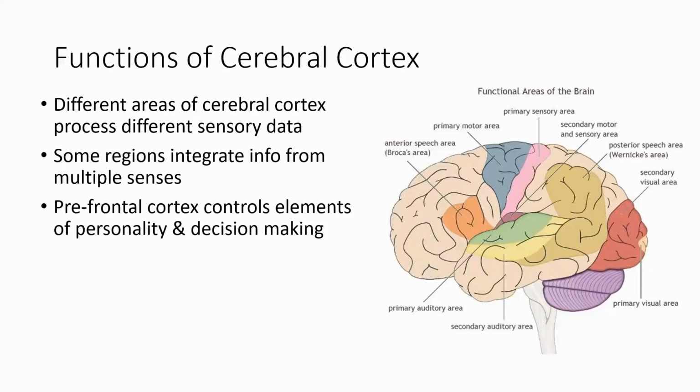The different parts of the cerebral cortex have different sensory data that they get. You can see on this diagram the visual cortex, which takes in visual information from your eyeballs, and the auditory cortex, which takes in information from your ears. One area that's not labeled on here, at the very front of the brain, is the prefrontal cortex. That's involved in decision making.